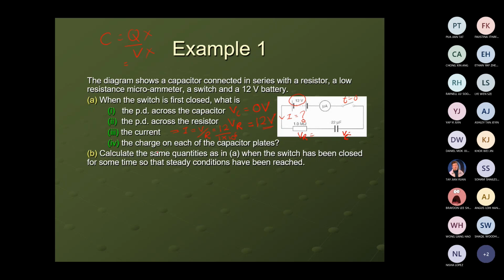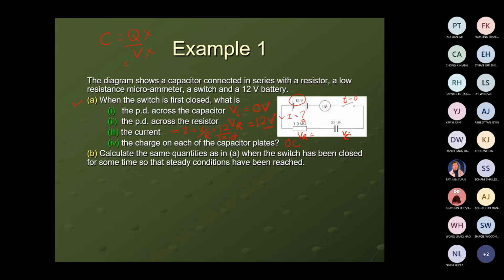Now part 4. What is the charge on each capacitor plate? When the time is 0, there is no charge stored yet in the capacitor, in the plates. So the charge stored in each plate, of course, is 0 coulomb. Haven't stored charge yet, just connected. That would be the answer.